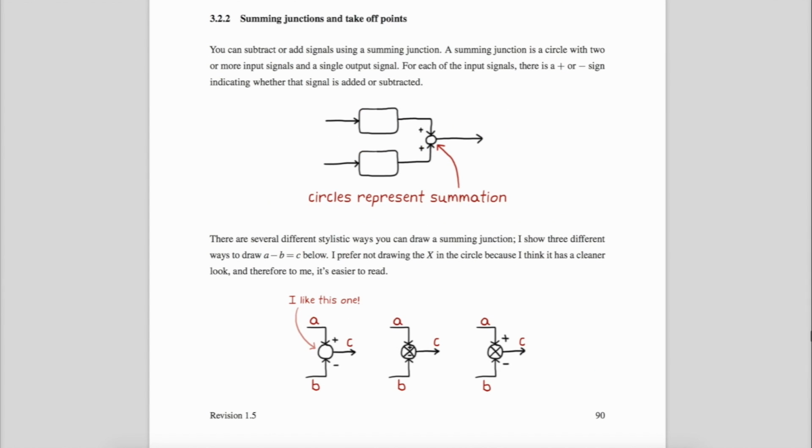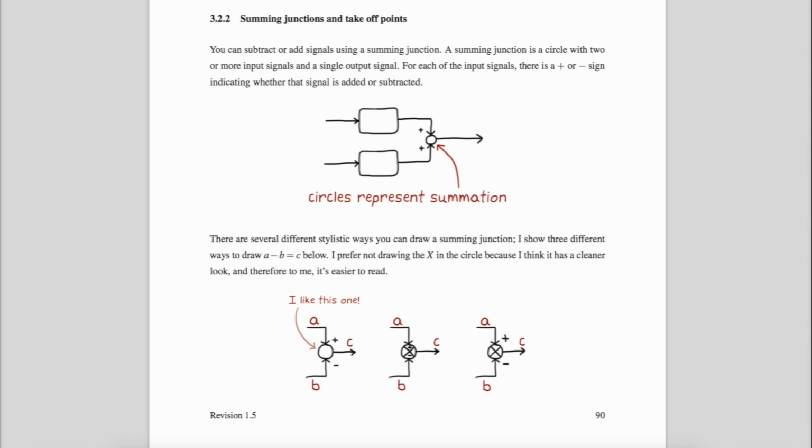A summing junction is drawn as a circle, sometimes with an X in it, and it allows two or more signals to be summed or subtracted from each other. Here I'd like to take a minute to preach about clarity in your diagrams. Now there are several ways to draw a summing junction, and they're all correct. You can choose whichever way makes the most sense to you.